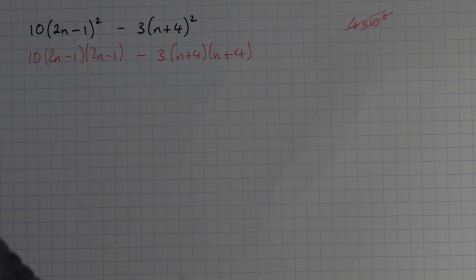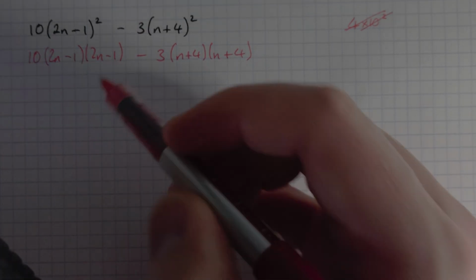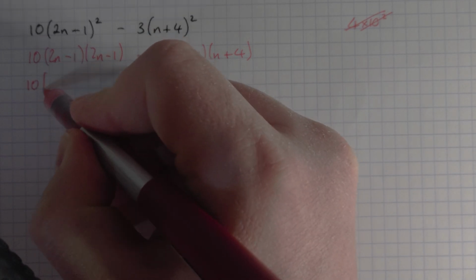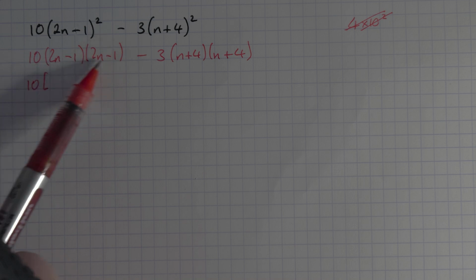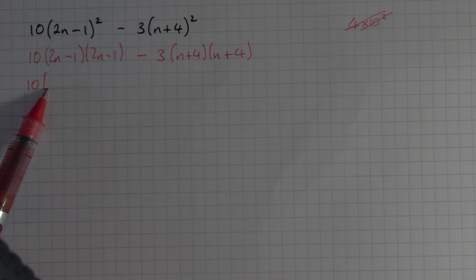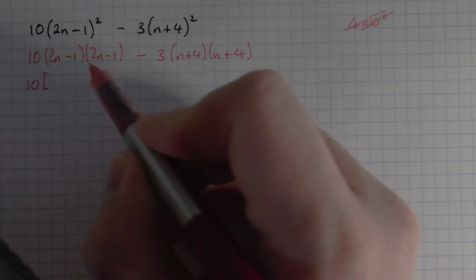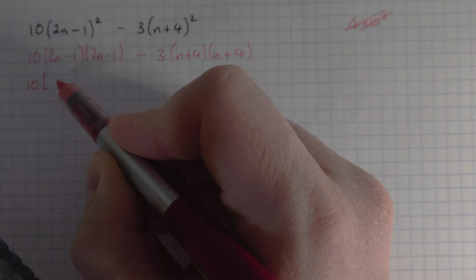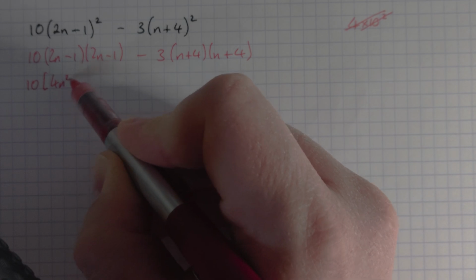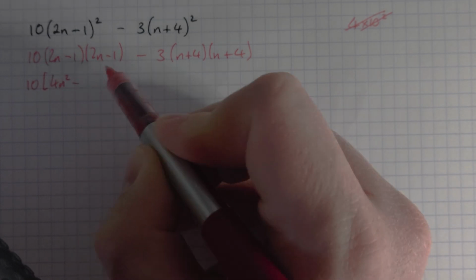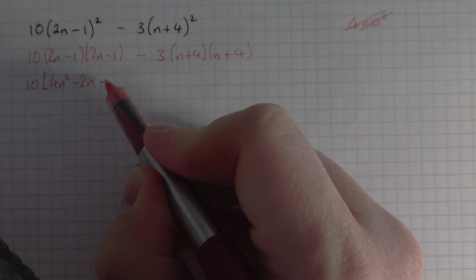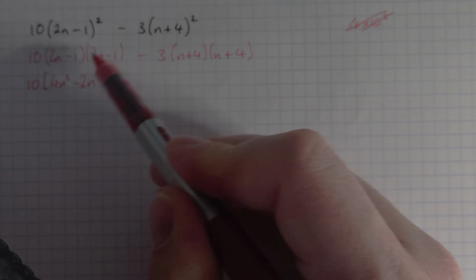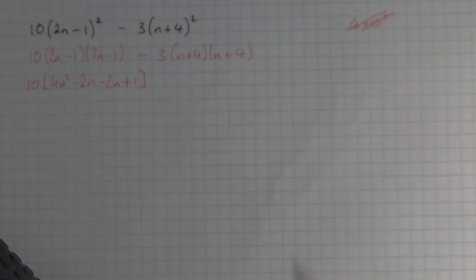Okay, I'm now going to go ahead and do the FOIL, so leave this 10 alone for the moment, but I'm going to have to introduce some brackets here because it's going to be 10 lots of all of this simplified. If I didn't write brackets, then it would only be multiplying the very first thing by 10. So 10 lots of whatever's coming up now. So 2n times 2n, 4n squared. 2n times minus 1 is minus 2n. That's minus 1 times 2n, take away another 2n. Careful here, minus 1 times minus 1 is positive 1.